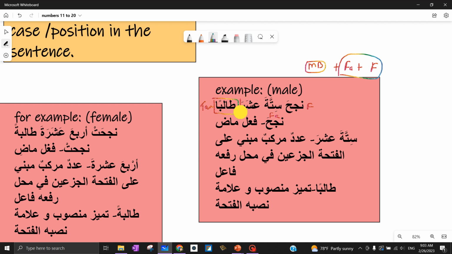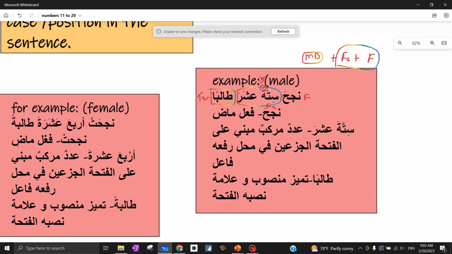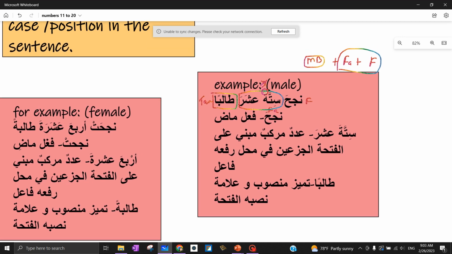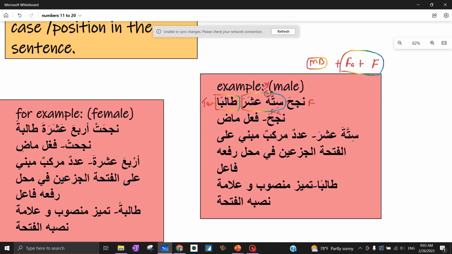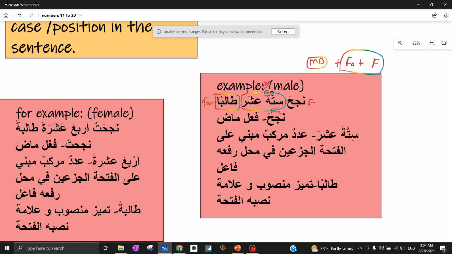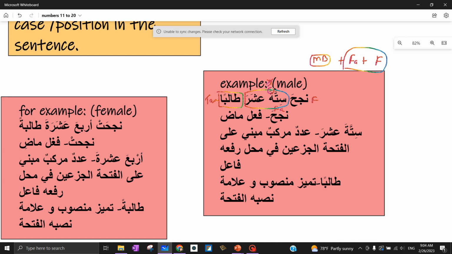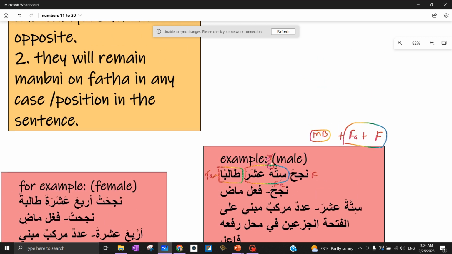So now this number part is our fail position. As it is in fail position, this should have a dhamma, but it isn't. Why? Because as I told you, all the numbers will be mabni on fatha. So I'll just rub it off so that you can see the numbers here. It's a fatha over here, as you can see.